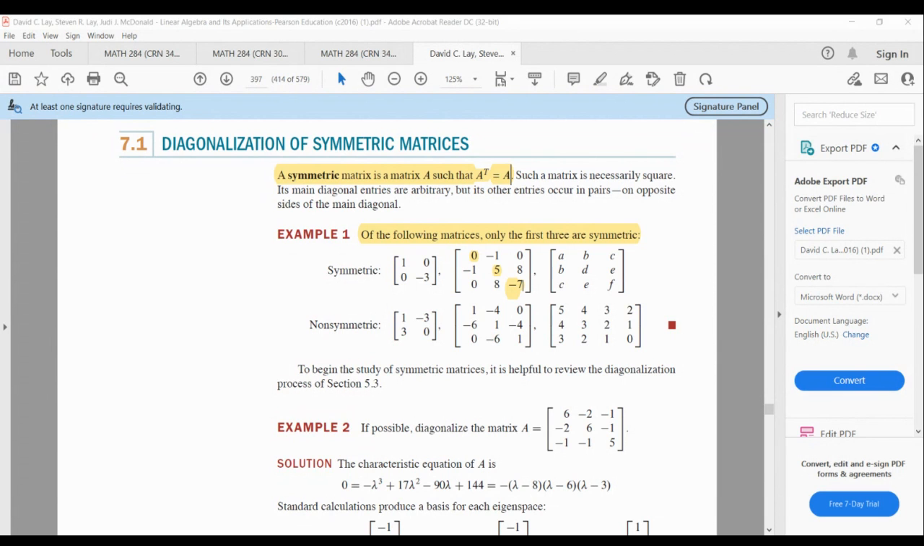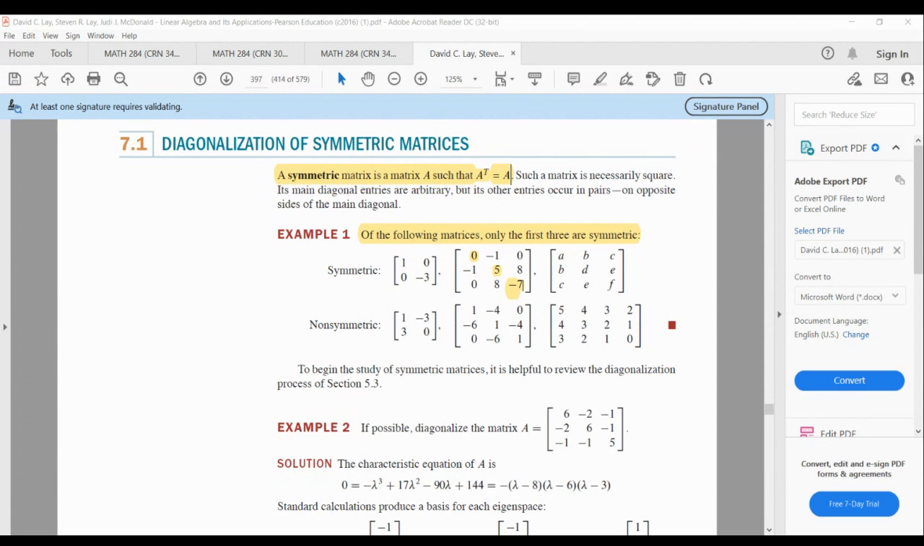There's an 8 for that symmetric matrix, the second one in example 1. There's an 8 in the third row, second column. There's also an 8 in the second row, third column. Those are symmetric matrices, and if we take the transpose of those matrices, it equals the matrix.